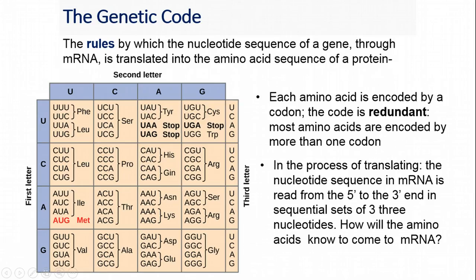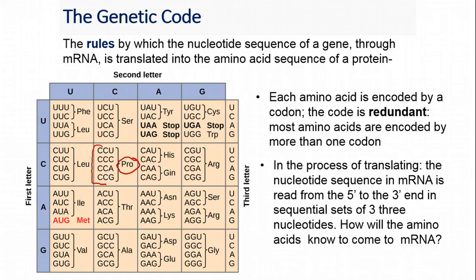This figure shows the rules by which the nucleotide sequence of a gene, through mRNA, is translated into the amino acid sequence of a protein. If you look over here, let's pick an amino acid at random. Let's look at proline, PRO. This is encoded by these 4 different codons, CCU, CCC, CCA, and CCG. So when the translation machinery sees any of these 3 nucleotide sequences, it is going to know that the next amino acid in the chain is going to be a proline.